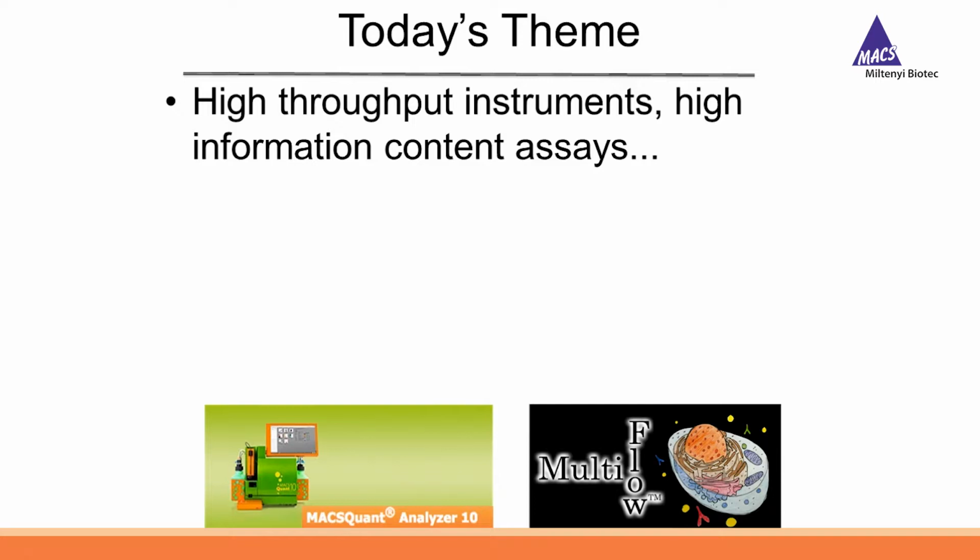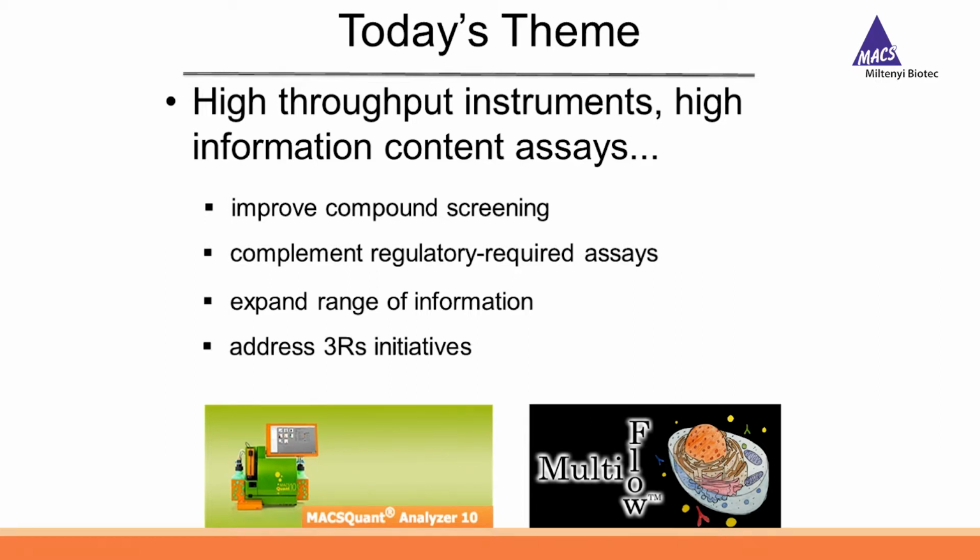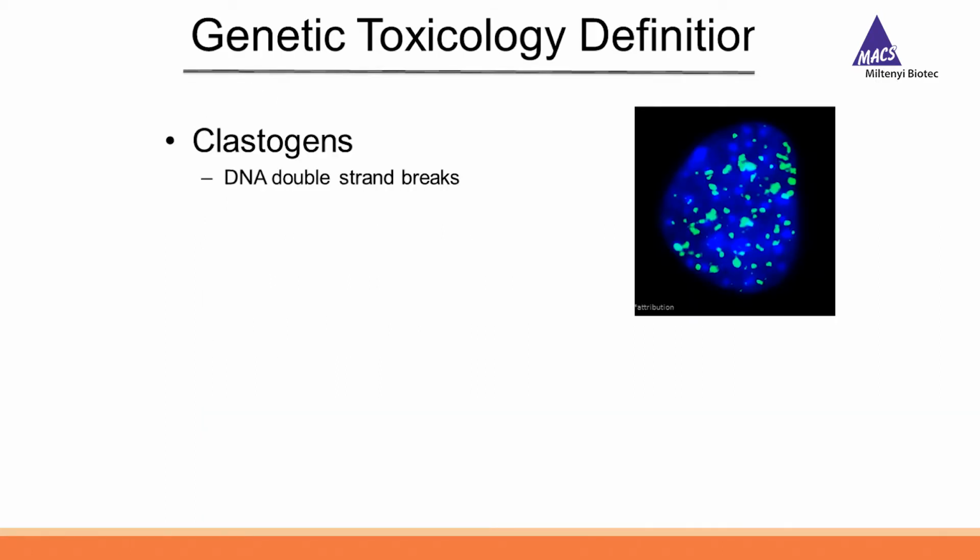Jakob has given us a nice introduction to the instruments, and I'm going to focus for the rest of this presentation more on the assay side. The reason that we're doing this is we believe these higher information content assays can improve compound screening, have a nice complement to those regulatory required assays that Jakob was describing earlier. They can expand the range of information that you can get from the assays that you have to do, and then ultimately, again, as Jakob was describing, they do address multiple aspects of 3R's initiatives.